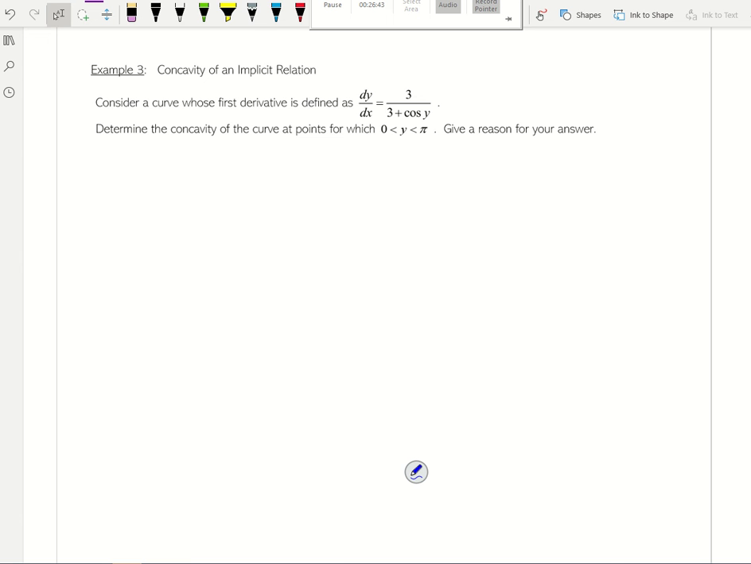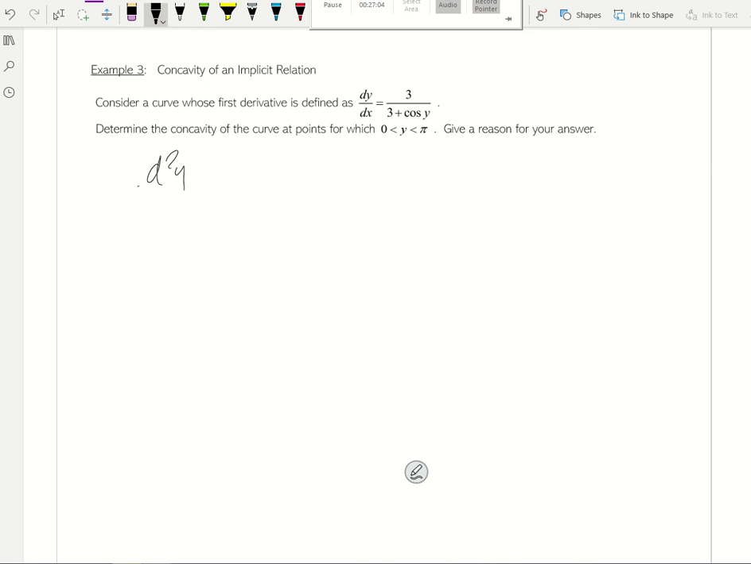Okay, here, consider the curve whose first derivative is dy/dx equals yada yada. Determine the concavity of the points between 0 and pi. Give a reason for your answer. Okay. Concavity is which derivative? Second. So the first thing we have to do is find the second derivative.